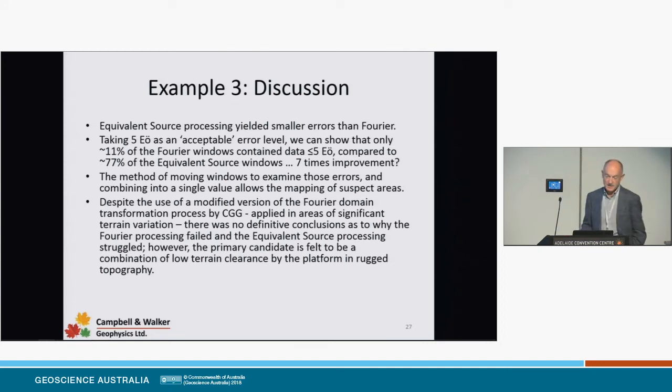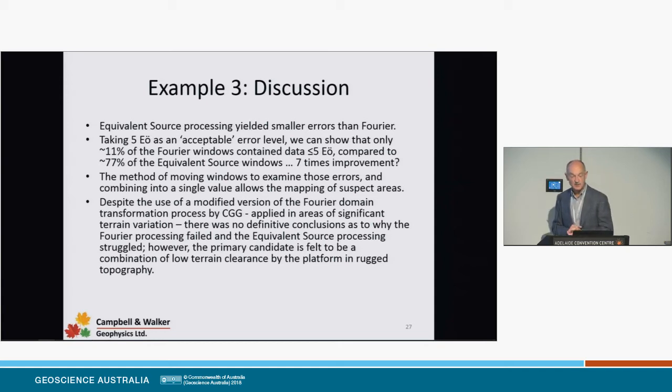Quick discussion. Equivalent source yielded much smaller errors than the Fourier. The Fourier being used, as I understand it, is a modified Fourier, referenced in the paper, supposedly going to work in rugged terrain. We feel the equivalent source should have worked a lot better. However, a method of moving windows to examine those errors lets us isolate where we think we could interpret with some confidence, and it identified the areas where I just didn't want to interpret. I didn't want to go there.